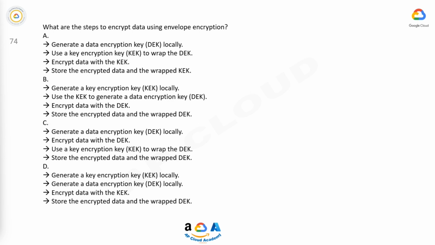74. What are the steps to encrypt data using envelope encryption? A. Generate a data encryption key, DEK, locally. Use a key encryption key, KEK, to wrap the DEK. Encrypt data with the KEK. Store the encrypted data and the wrapped KEK.